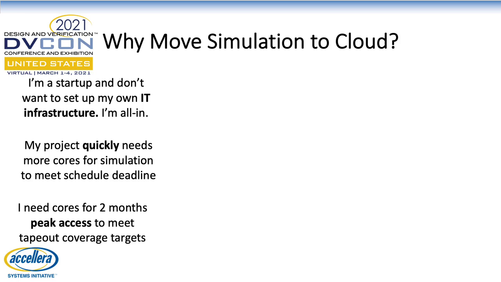The more general use case involves existing customers who have their own on-prem infrastructure who are looking to the cloud for two reasons. The first is for very short-term burst needs, when a project needs more cores for a simulation to meet scheduled deadlines. The other case involves a more sustained peak access scenario, where they're looking for a large number of cores for anywhere from 2 to 6 months to meet tape-out coverage targets. This also covers the case where they are looking to expand long-term capacity using the cloud rather than add to their own data centers.